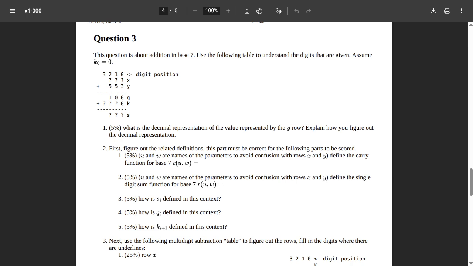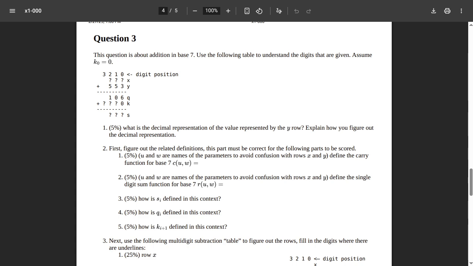The question is about addition in base 7. So it is very clear that we are not dealing with base 10 nor base 2. We're dealing with base 7 addition. Use the following table to understand the digits that are given. Anything that is not a question mark is given to you. Assume K0 is a 0, but that's given to you too. I just want to make it extra clear that K0 is not an unknown.